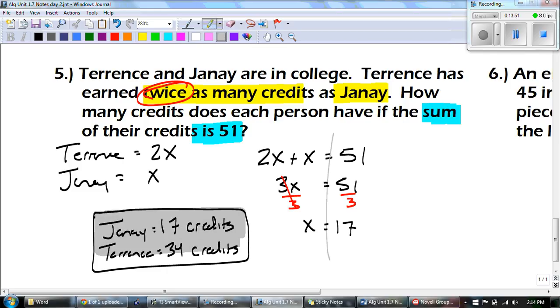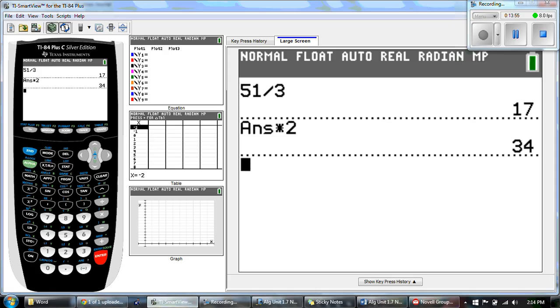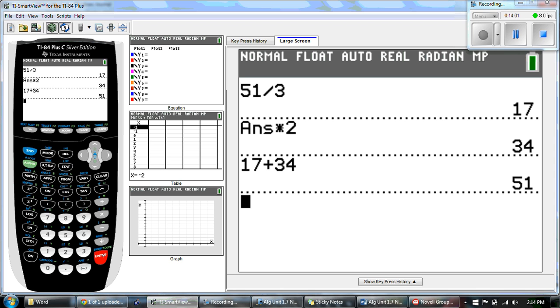And remember, always double check. Make sure you got it right. Okay. 17 plus 34, I should get 51.